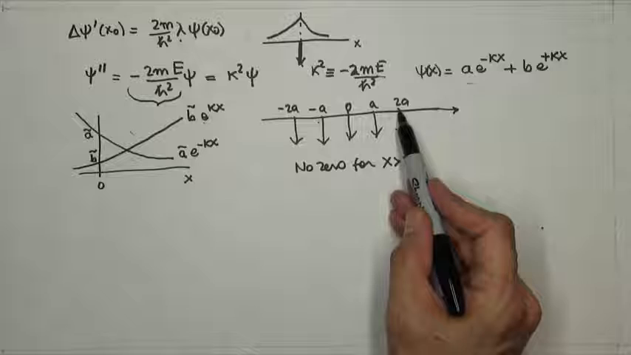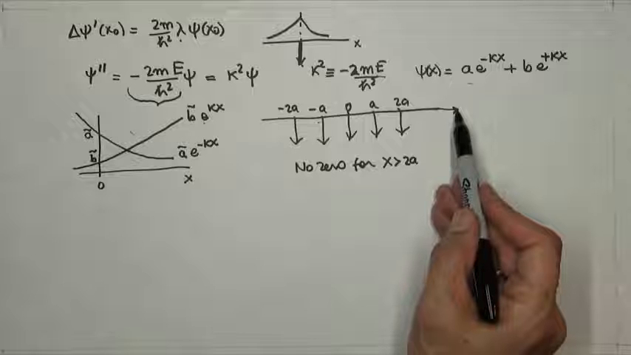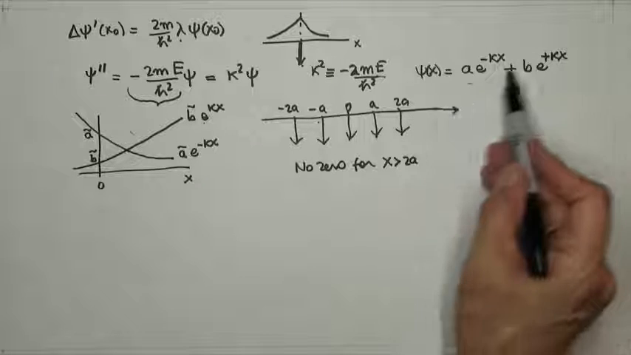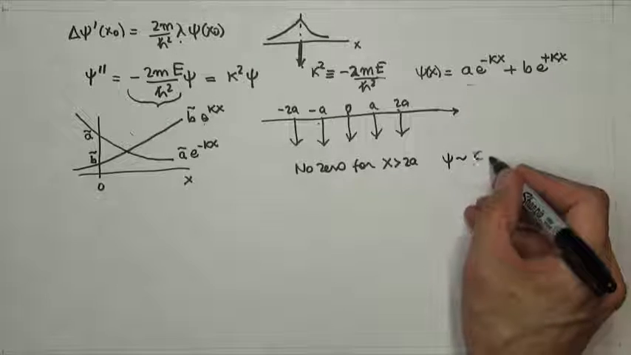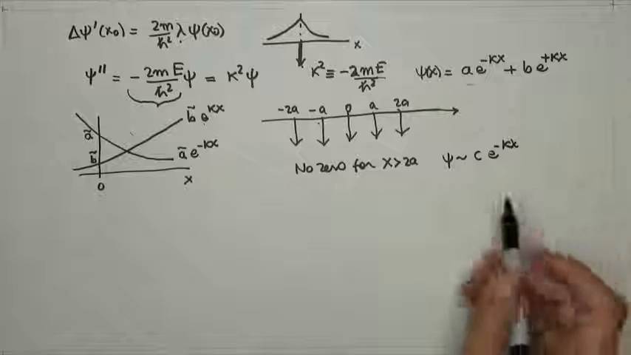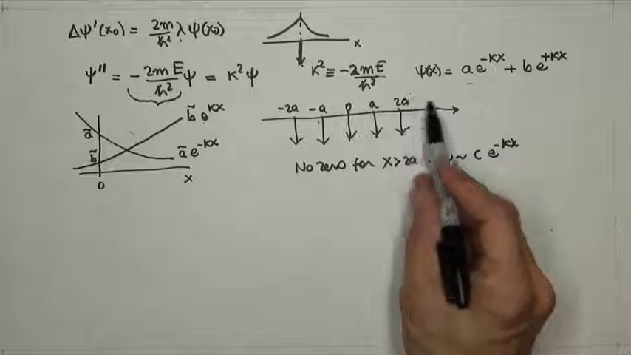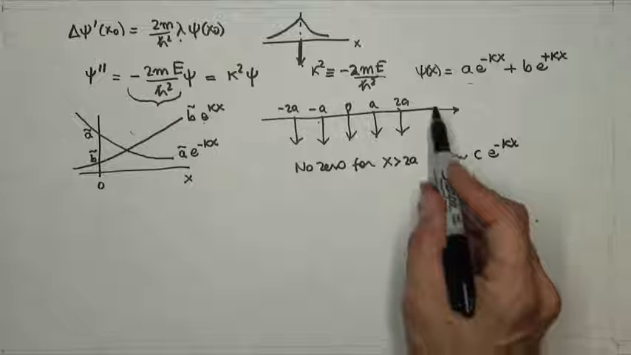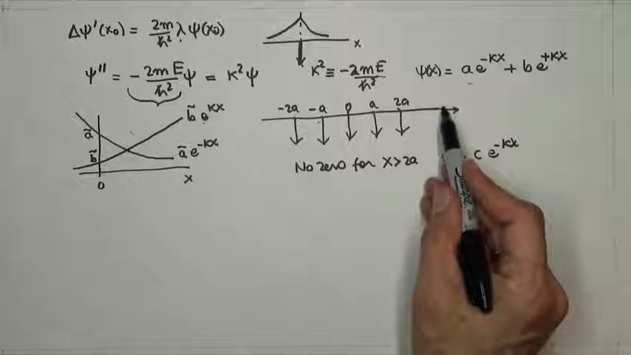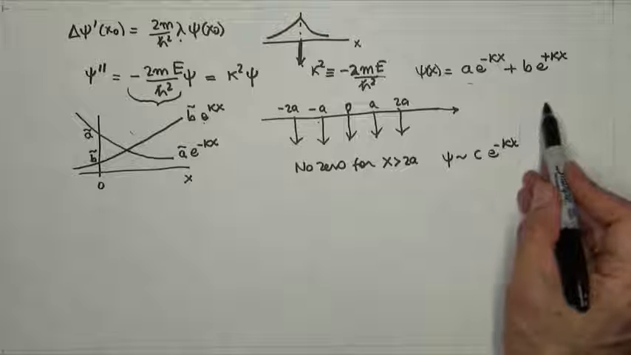Now look, what is the only solution you can have on this part of the real line? The only thing you can have is a decaying exponential. A growing exponential would not be normalizable. So here you must have some sort of c e to the minus kappa x, where c is a constant. That's the only thing the solution can be. If that is the solution, the zero is asymptotically reached, but there's no zero in the sense of cutting the axis.